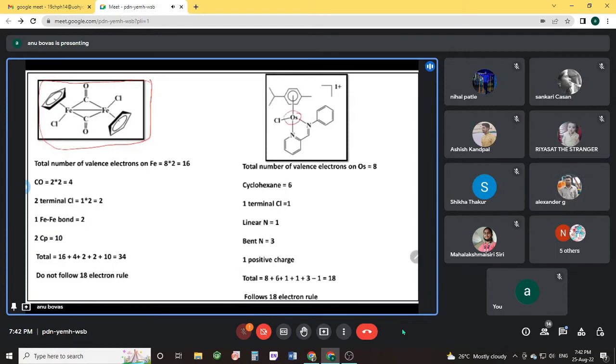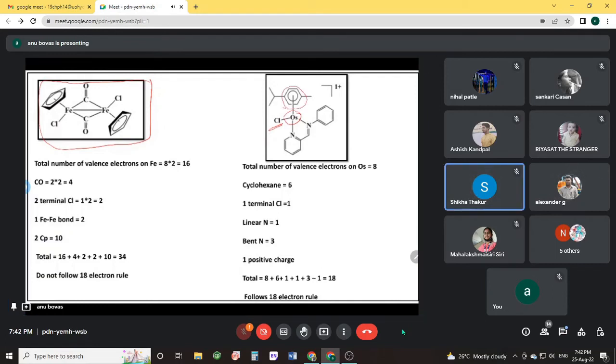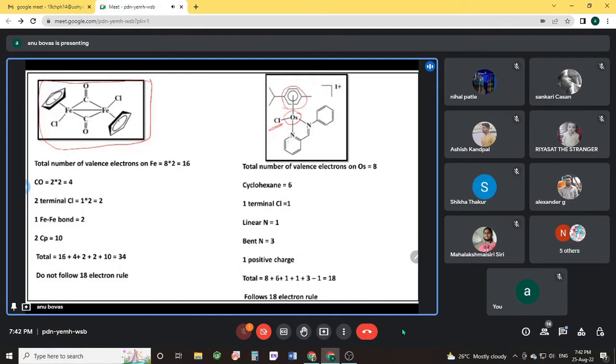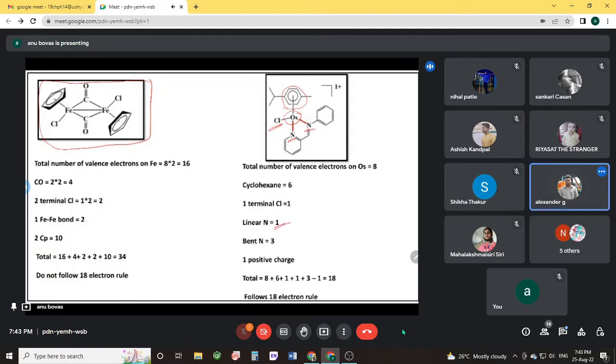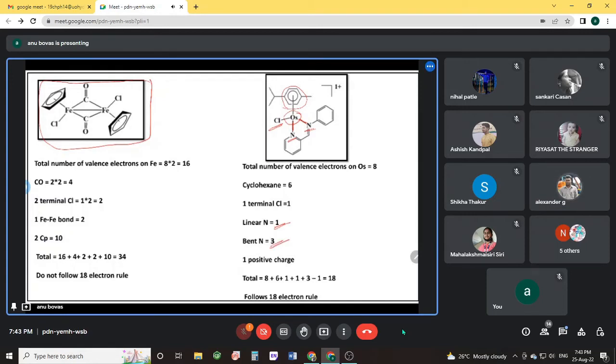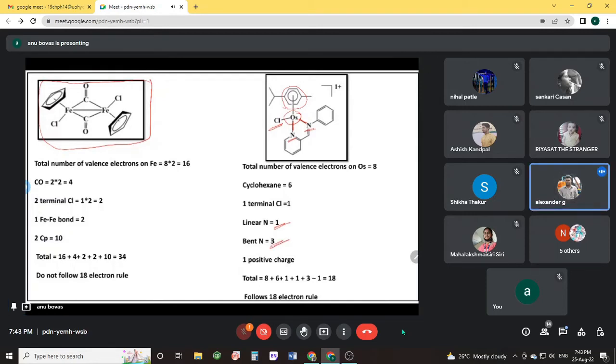In this example, osmium is the central transition metal which has 8 valence electrons. One chlorine is attached, one benzene is attached, then two N are attached, one in linear fashion and one in bent fashion. So, how much will this give? We can see one by one. Osmium will have a total of 8. Terminal chlorine will have 1. Benzene will have 6. There is no confusion.